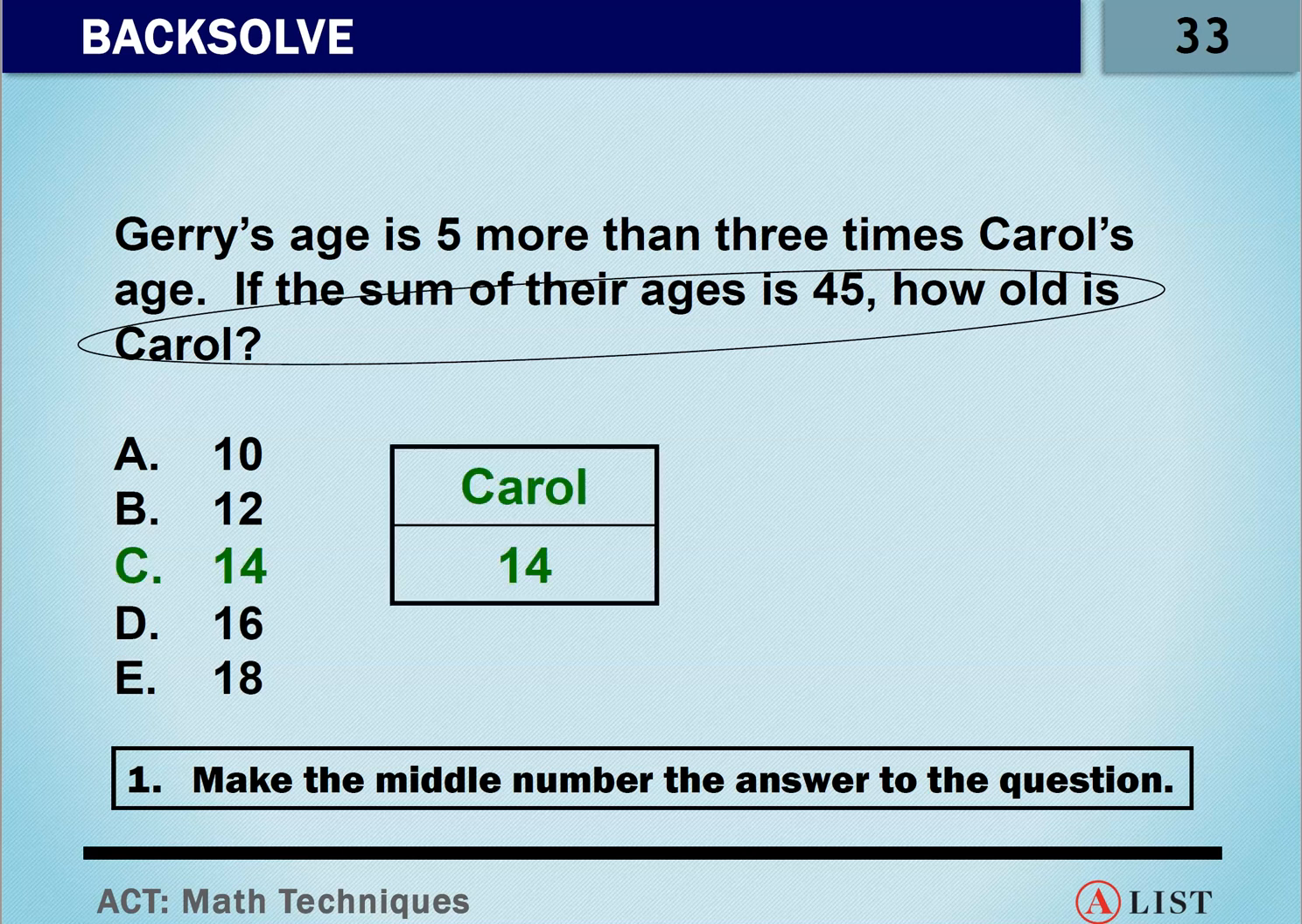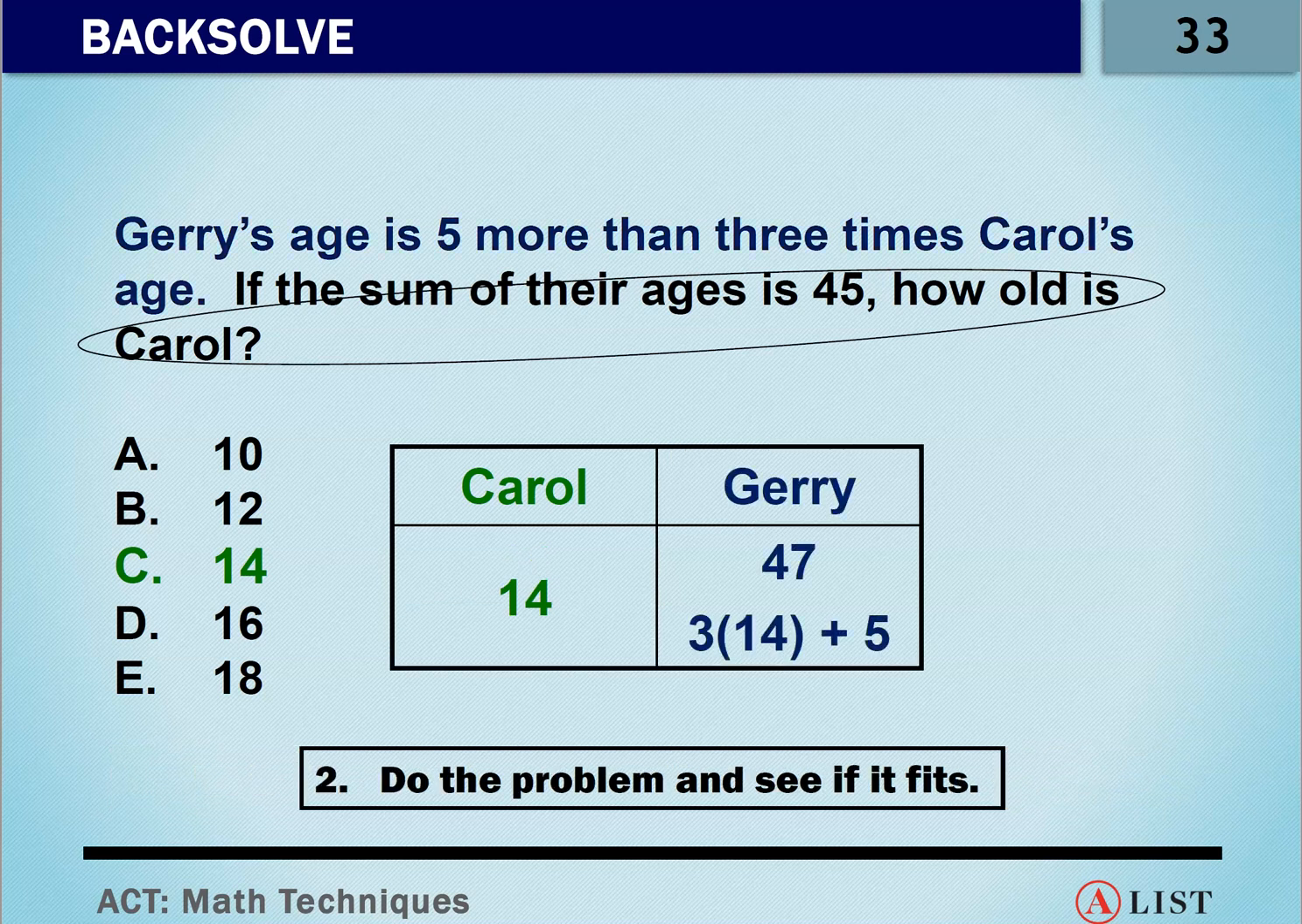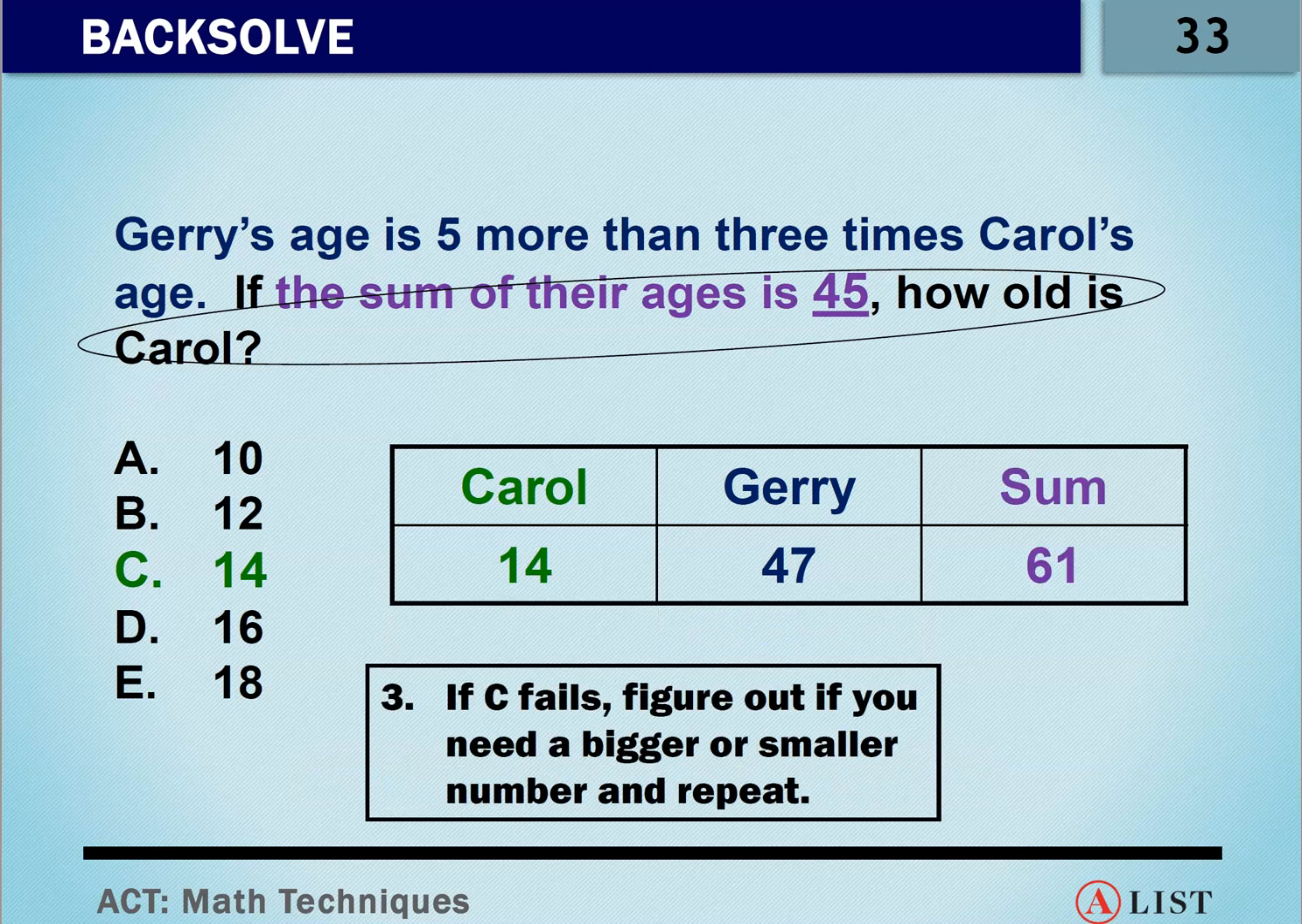So take the middle number, in this case 14. Let's make Carol 14 because that's the question that we've circled. That's what it's asking. So if Carol is 14, that means Jerry is 47 because he is 5 more than 3 times her age. And so the sum of those two is 61, but the problem tells us that the sum has to be 45. So the C value that I chose failed because it made the sum too large. So it's too big. That means I can eliminate automatically D and E because they are also too large.